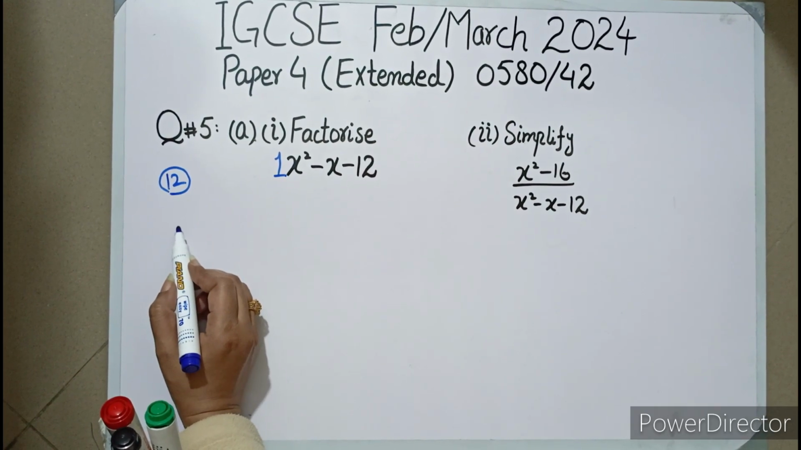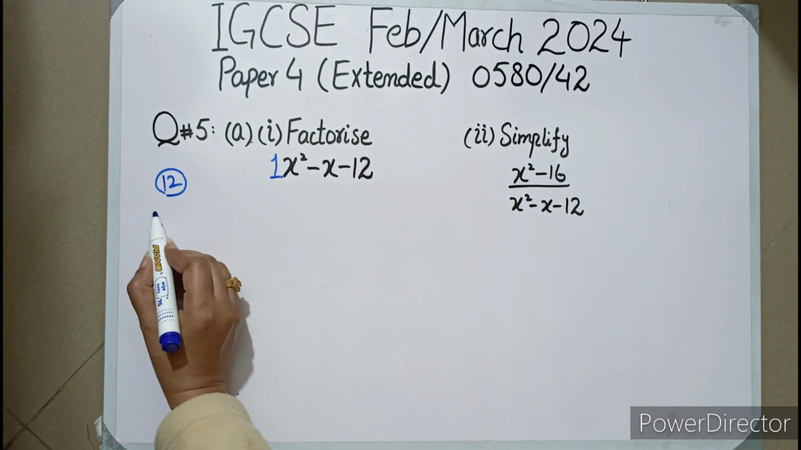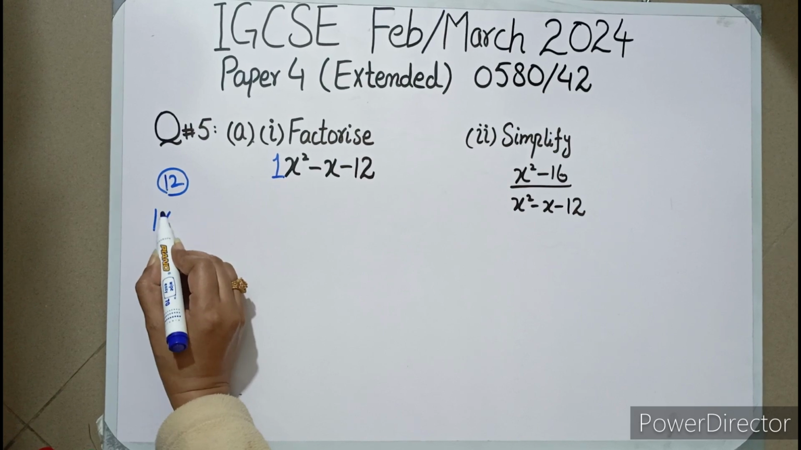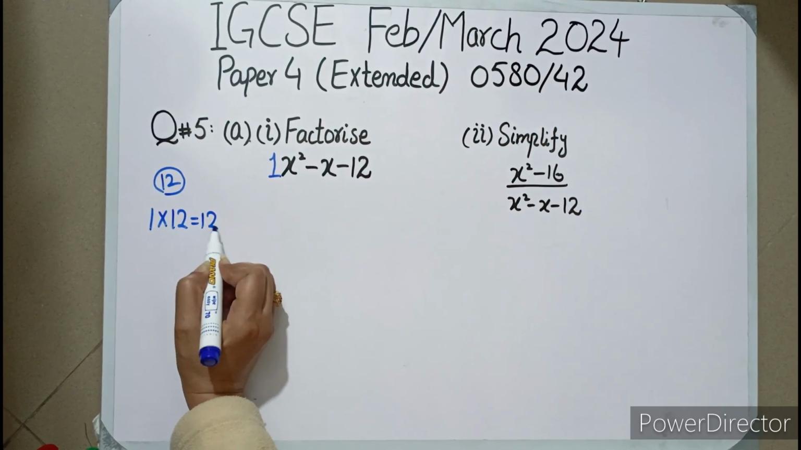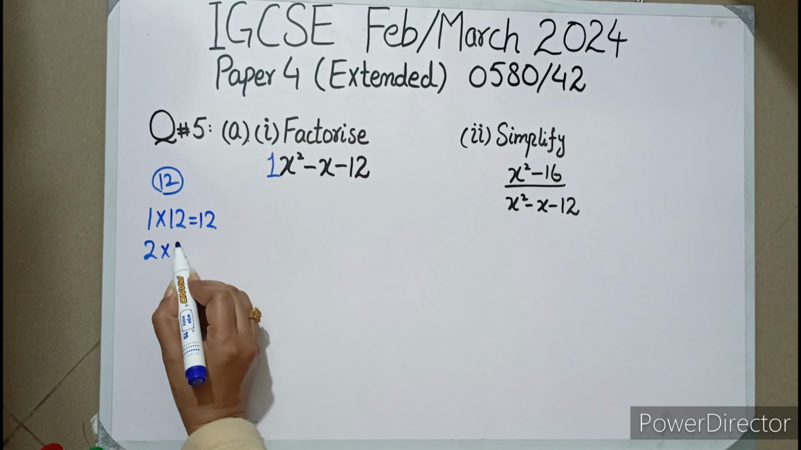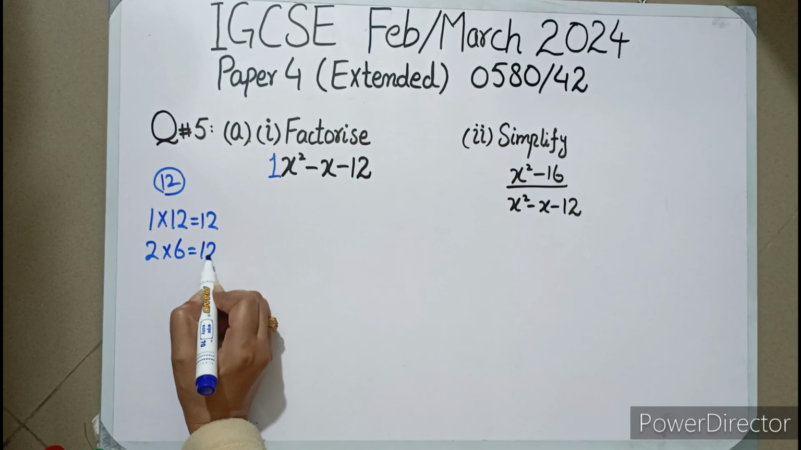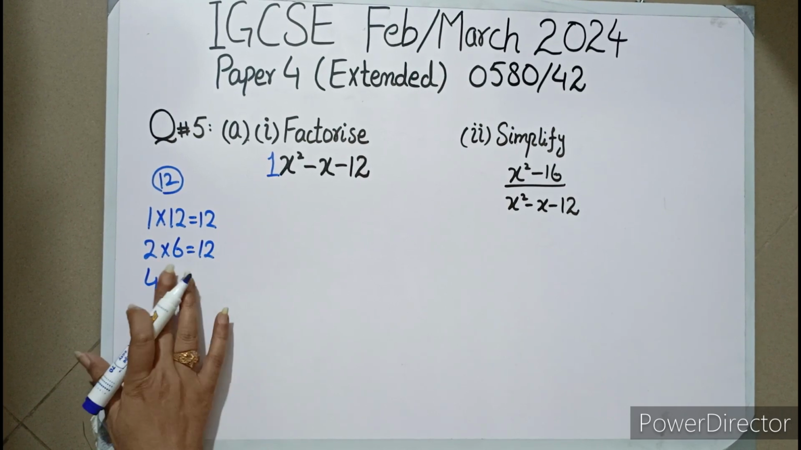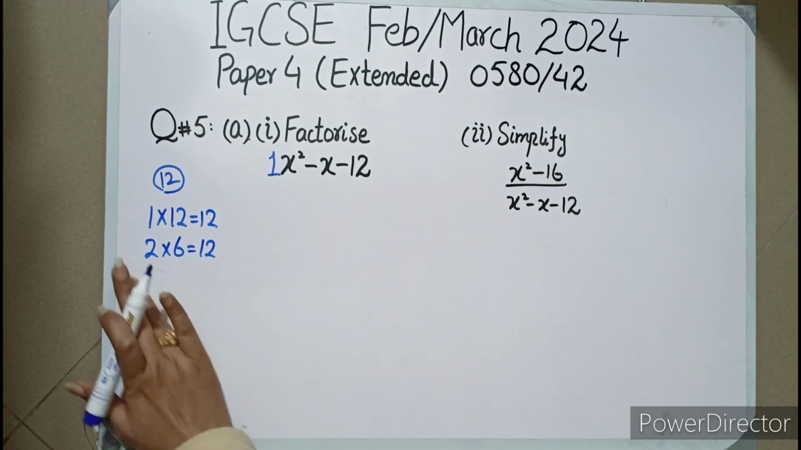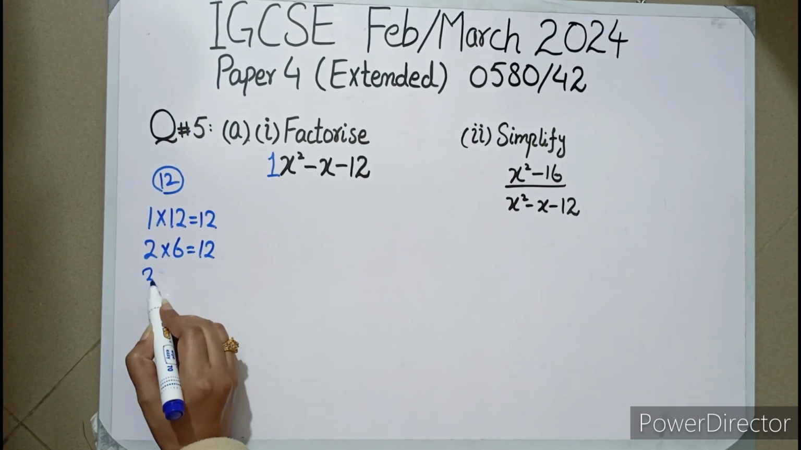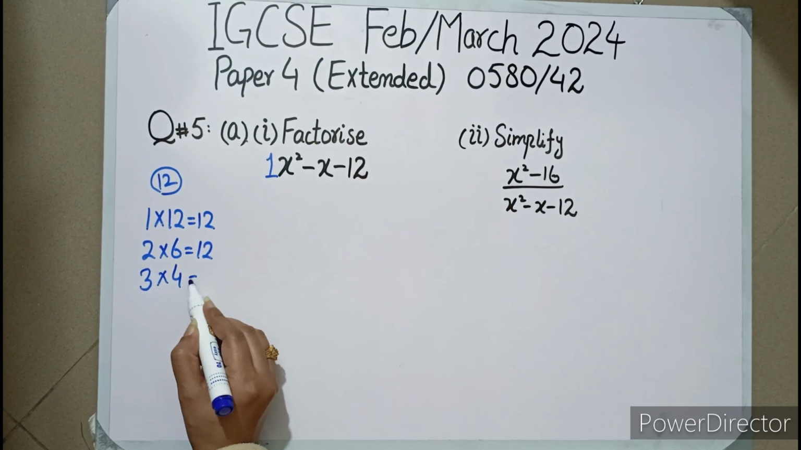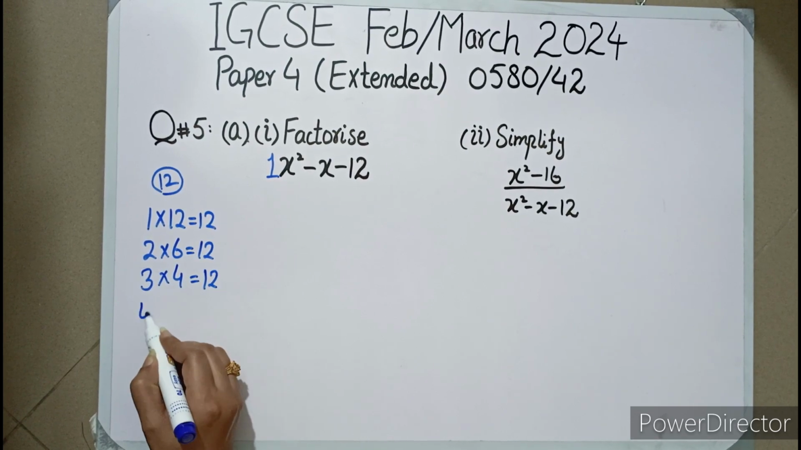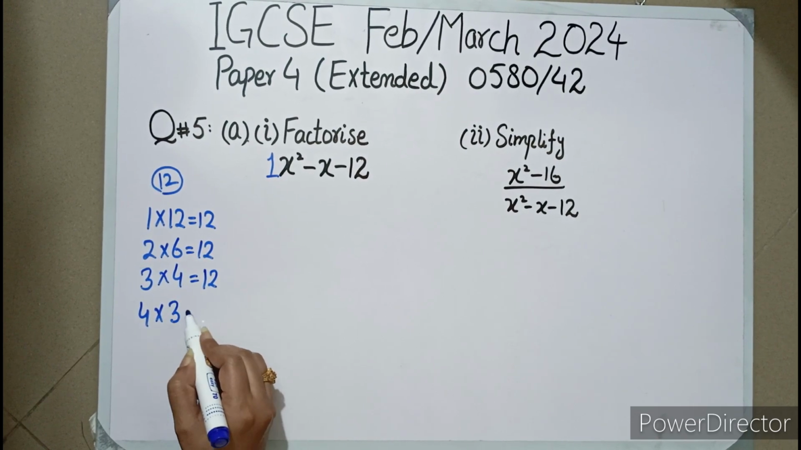The simple way to factorize this number is just to read the tables. 1 multiplied by 12, that is 12. 2 multiplied by 6, that is 12. 3 multiplied by 4. Don't break the sequence. 1, 2, 3. Then next 4 multiplied by 3.